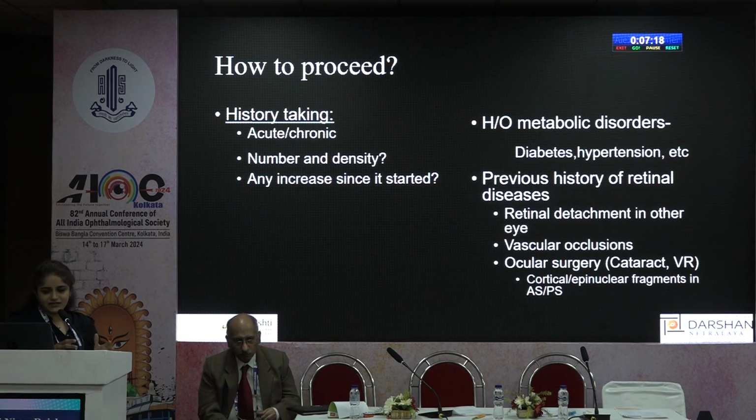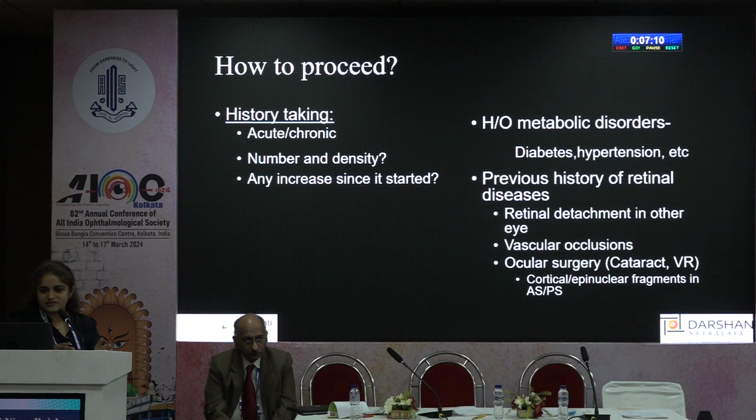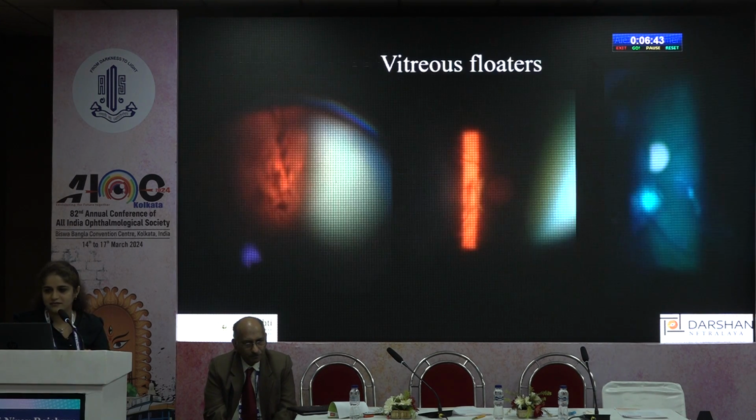So in the history, you have to elicit whether it's an acute or a chronic problem. What is the number and density of the floaters, if there is any increase since the time it started. Also, you should find out about metabolic disorders, if the patient is suffering from any diabetes which could lead to vitreous hemorrhage, or hypertension. Any previous history of retinal diseases like retinal detachment in the other eye, then you know that you should look more keenly for a break in this eye which he is complaining of. Vascular occlusions and any ocular surgery like cataract or VR surgery. Cataract surgery, especially if there's been an eventful cataract surgery where there could be some remnant cortical or epinuclear fragments in the anterior segment or posterior segment.